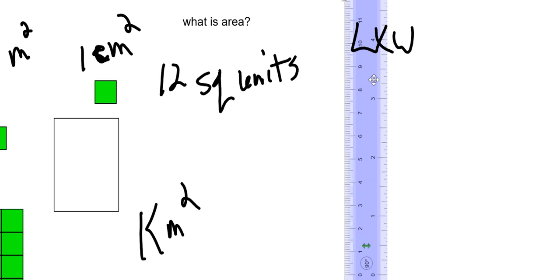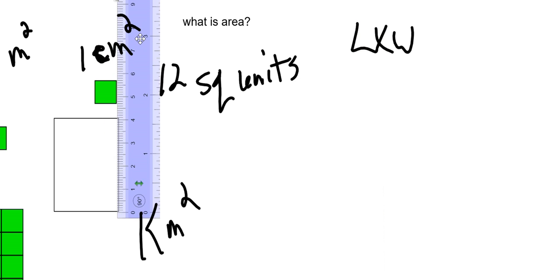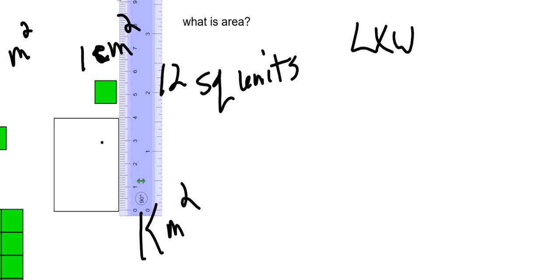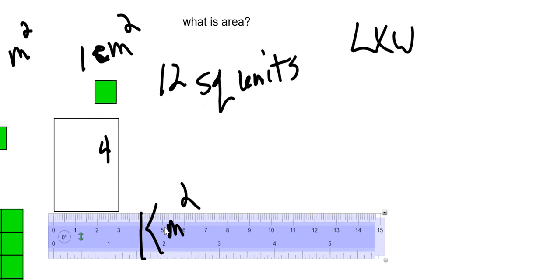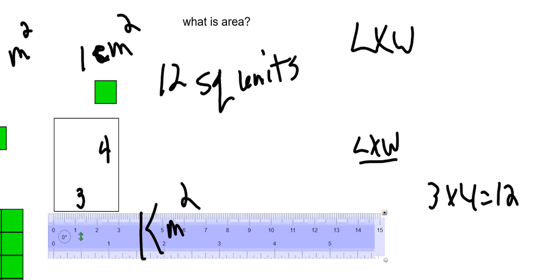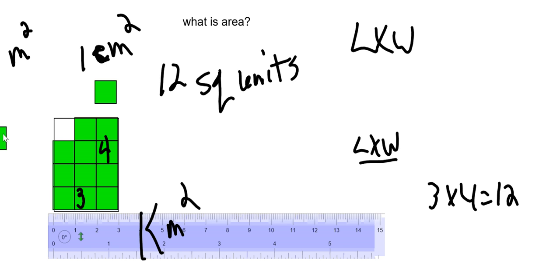So where does the length times width come from? Let's take a look at the rectangle that we used previously. We see that it has a length of 4 and a width of 3. So a rectangle's area can be described as length times width, although area is not length times width. Length times width is simply a formula we use to find the area of a rectangle. So 3 times 4 equals 12, and we saw previously that it took 12 squares to fill in that rectangle.